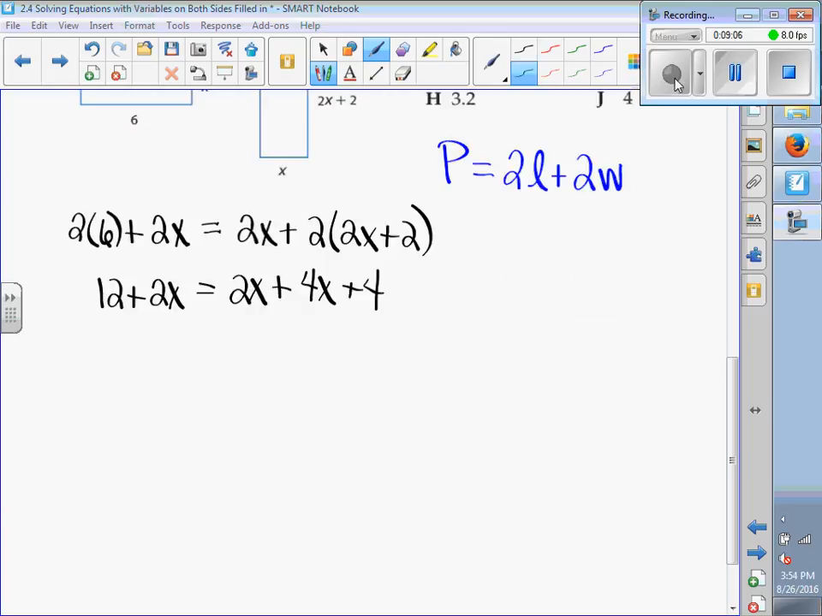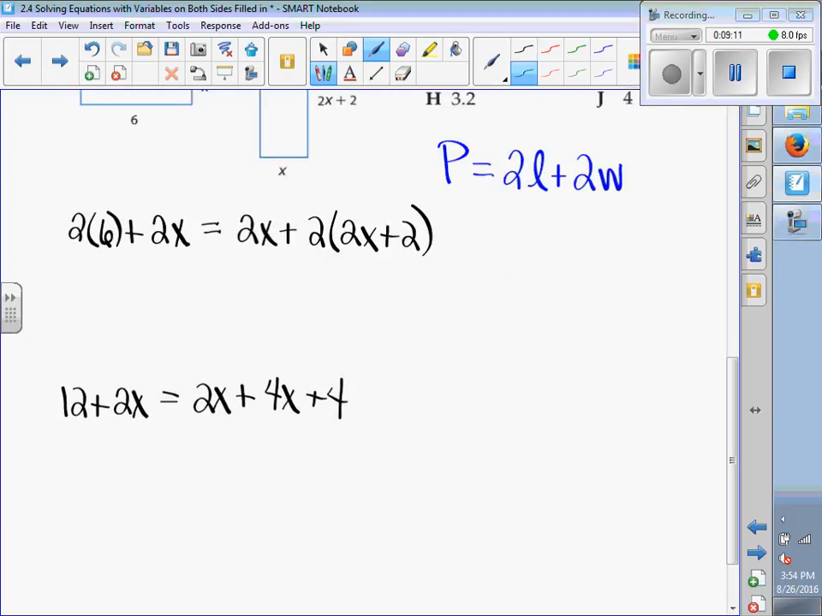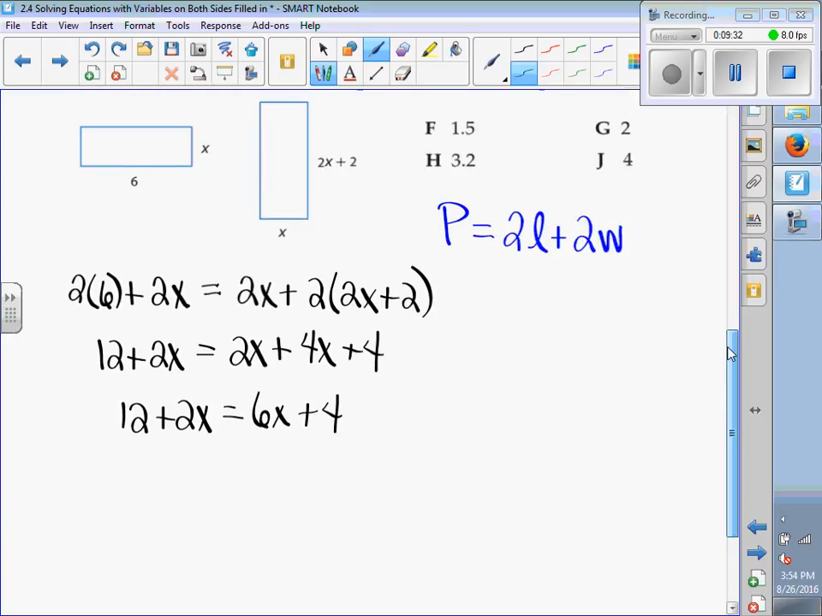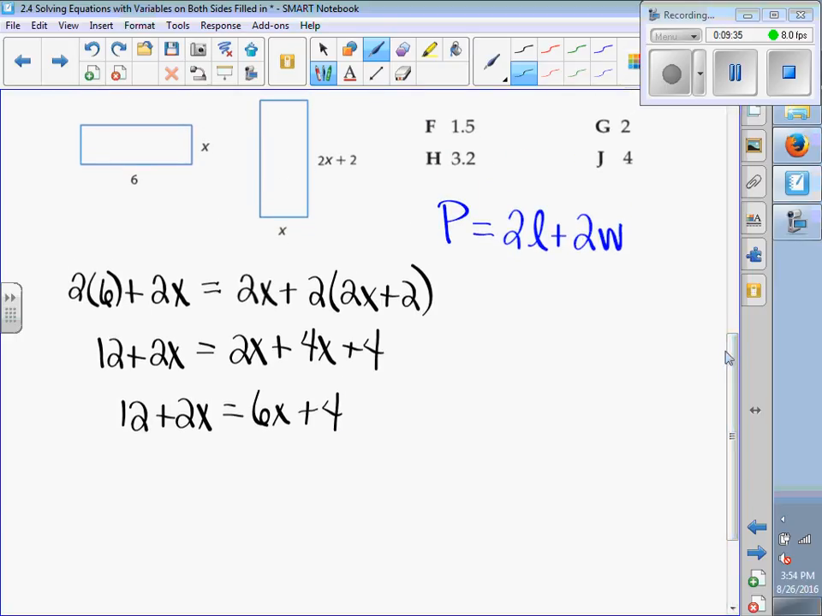All right, so now we simplify a little bit. So here we're going to have 12 plus 2x is equal to 6x plus 4. And here, at this point, is where we will substitute in our values for x. Is everybody with me? All right.